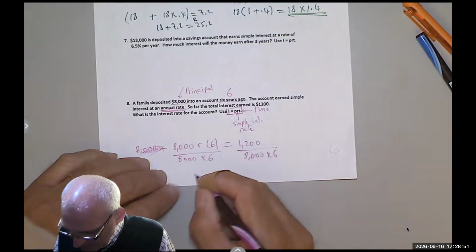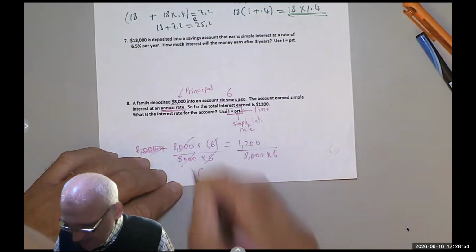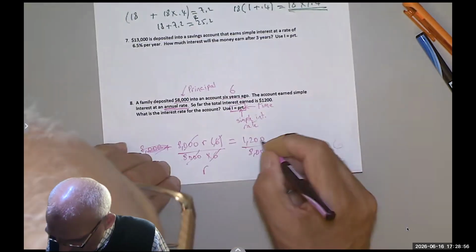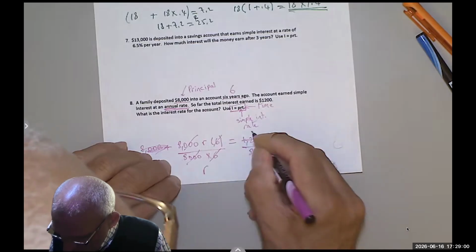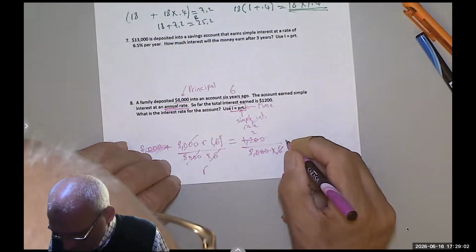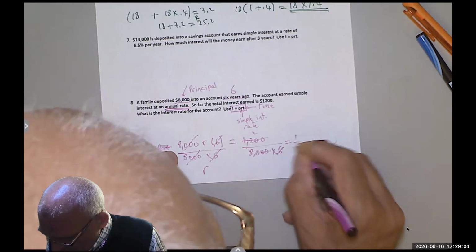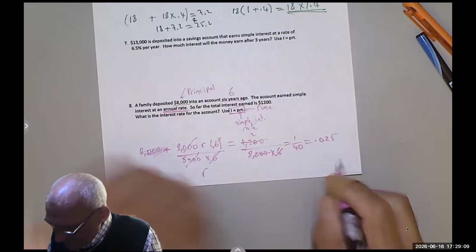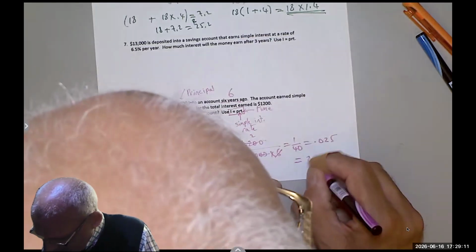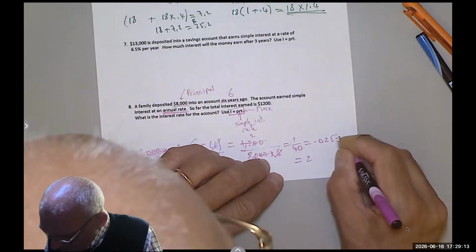So of course that would give me R because the 6 and the 6, the 8,000 and the 8,000 would go. I take 2 zeros and 2 zeros. 12 over 6 is 2. So I get 2 over 40, 2 over 80, which is 1 over 40, which is 0.025, which is, I multiply it by 100%.